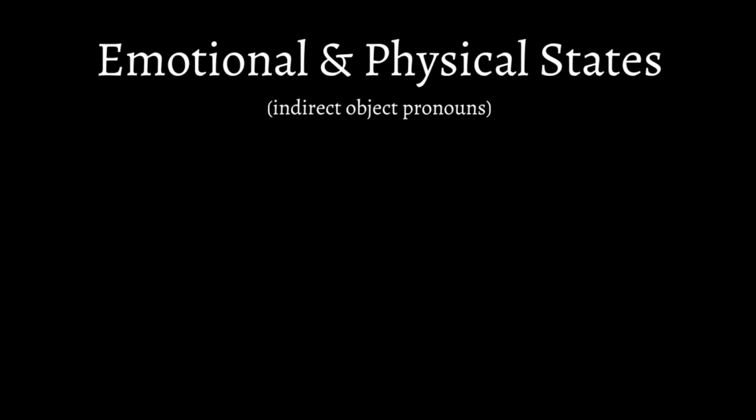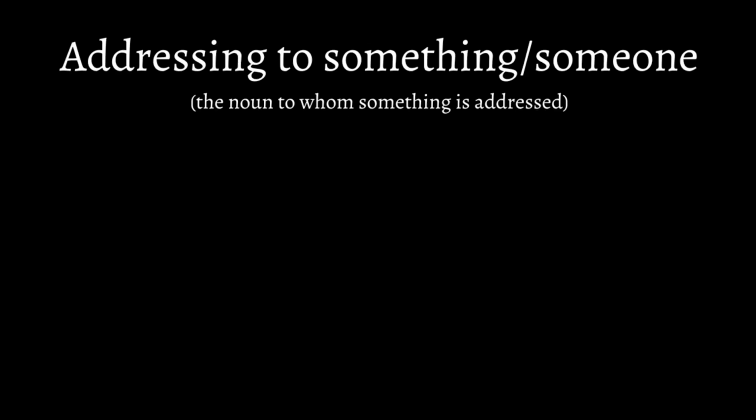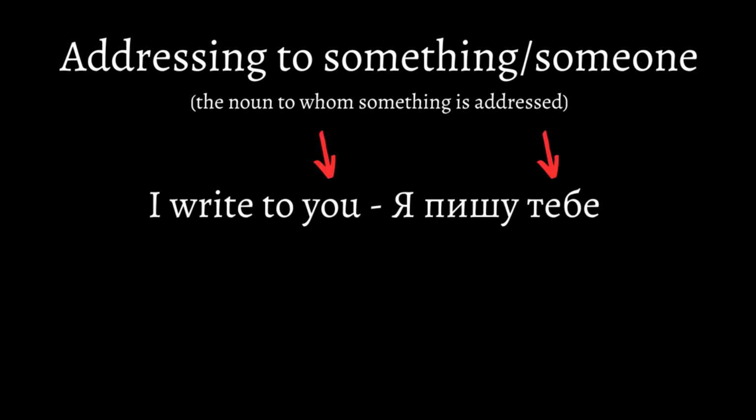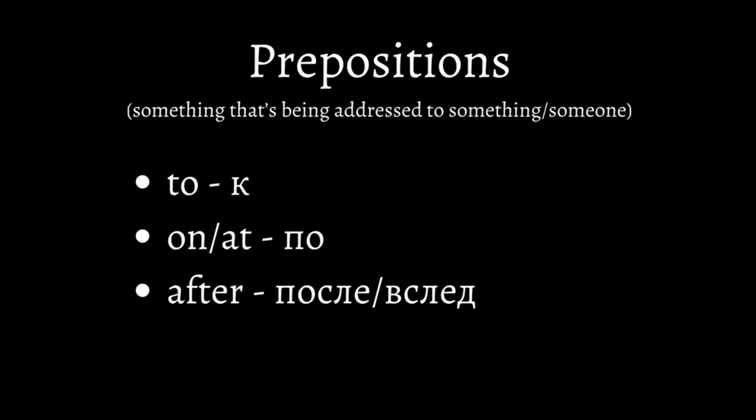For instance, emotional and physical states involve indirect object pronouns, which is a concept for a future video, like in the sentence, I am cold, which involves a different set of grammar. Addressing something in the dative indicates the noun to whom something is addressed, like in the sentence, I write to you, with you being the indirect object. The same concept works with age, like I am 20 years old. It also works with a few prepositions involving something that's being addressed to something or someone.